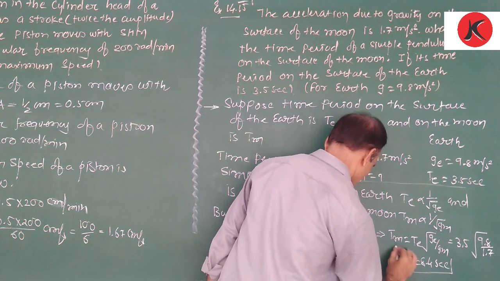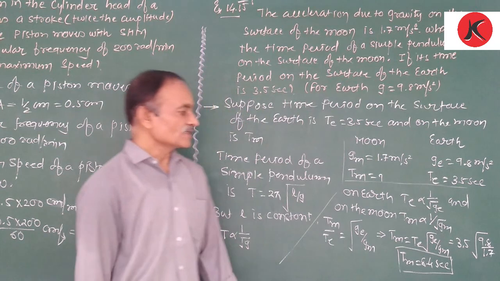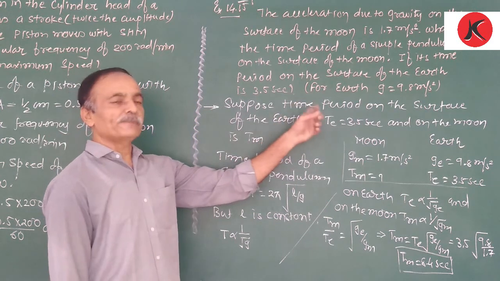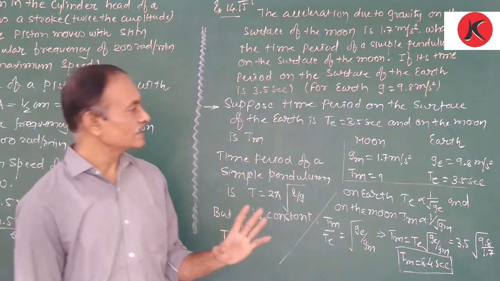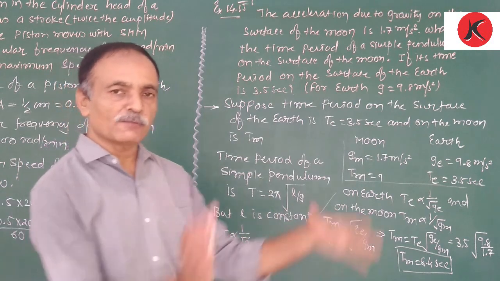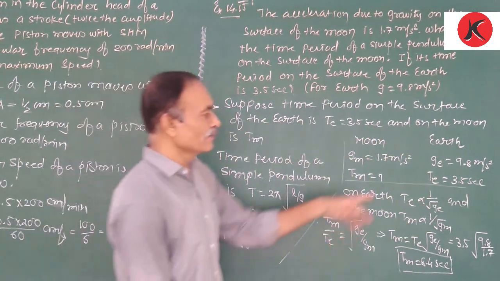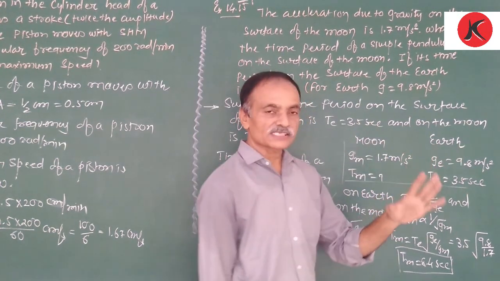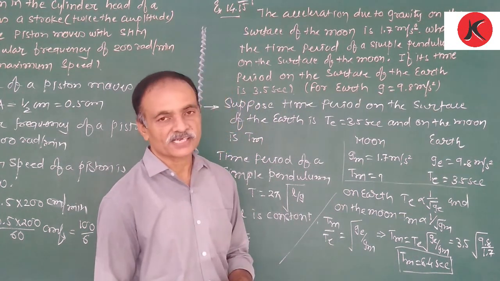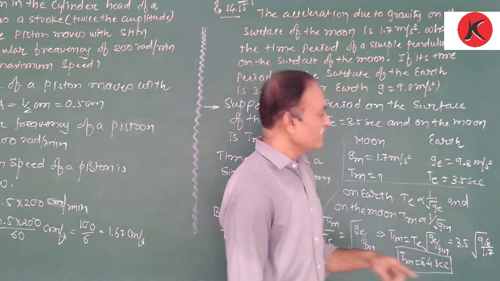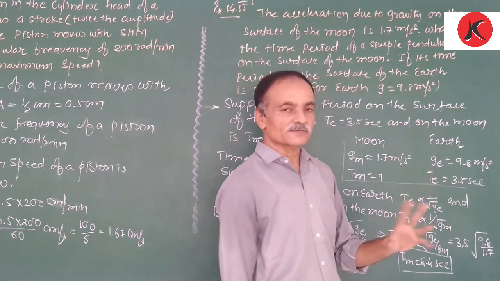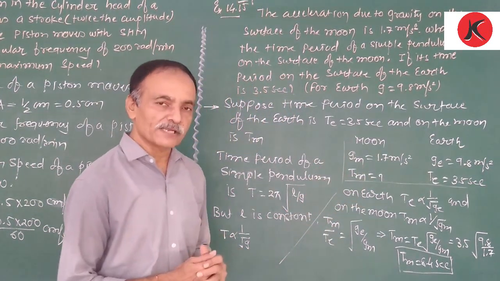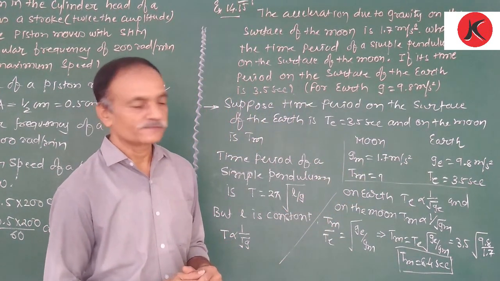Check it. Calculate yourself. Generally this type of numerical is asked in exam. Here the time period on the surface of the earth is already given, 3.5 seconds. We take this pendulum to the surface of the moon. On the surface of the moon, gravitational acceleration is 1.7 meter per second square, while on the surface of the earth it is 9.8 meter per second square. For the same pendulum, the periodic time on the surface of the earth is 3.5 seconds. We have to find out the periodic time of this pendulum on the surface of the moon.